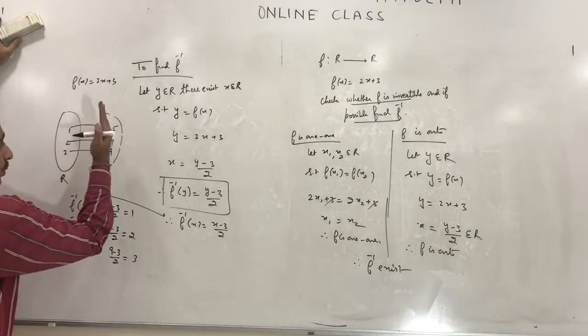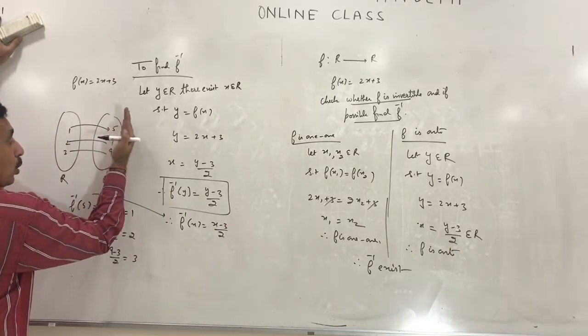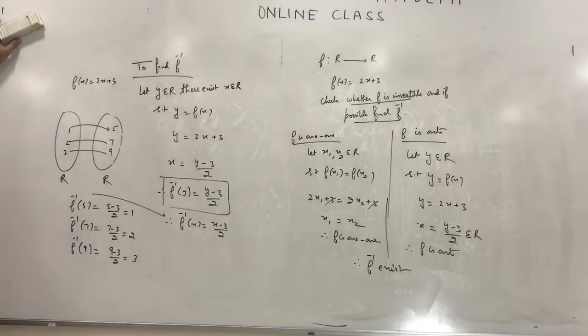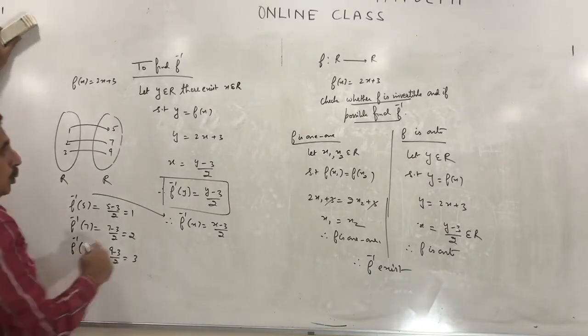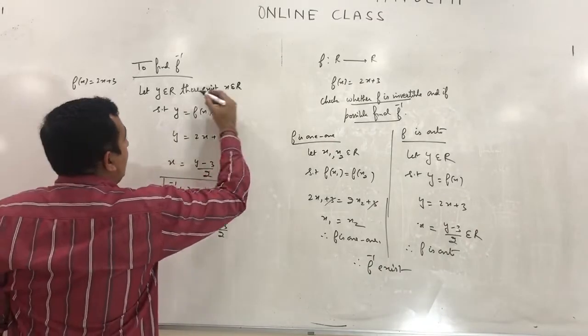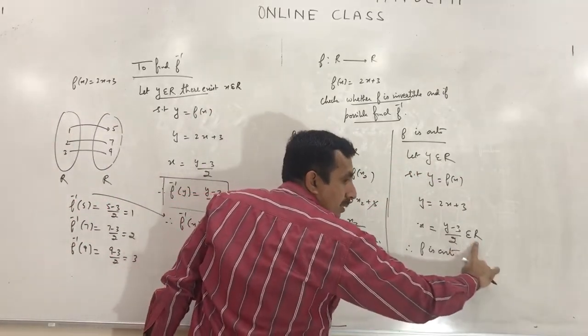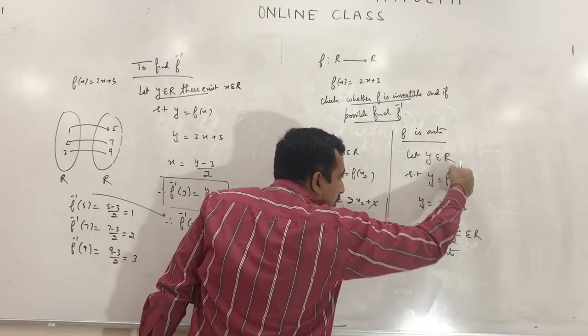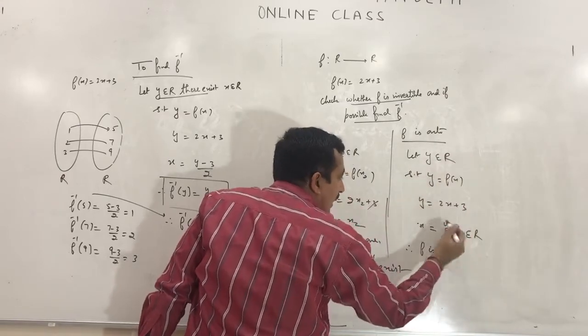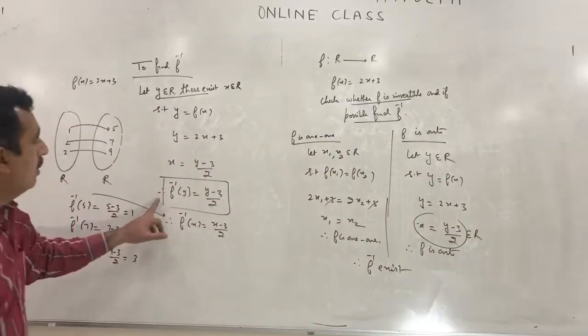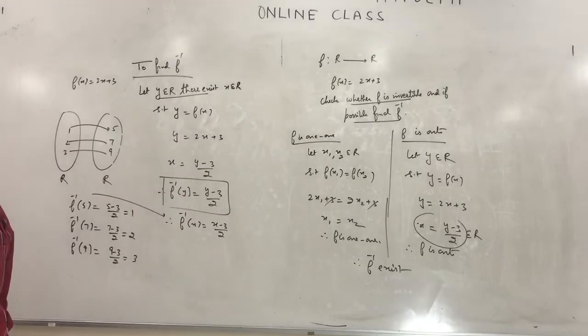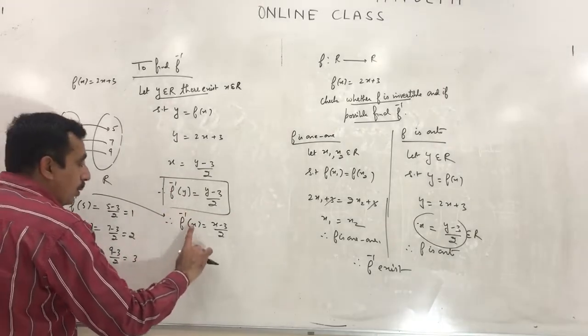So inverse starts from the codomain to the domain. For the inverse, you write down: y belongs to R, first line; x belongs to this R, such that y equals f(x). Proceed like this, and this x is called the inverse. If some student says, sir, why have you put x here?